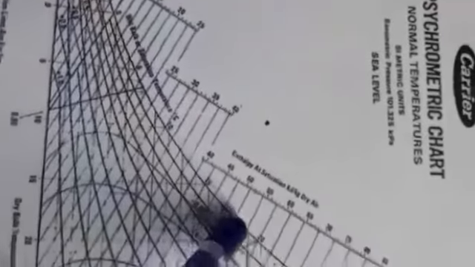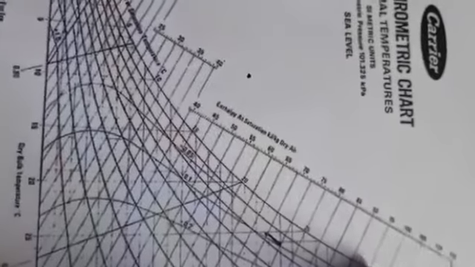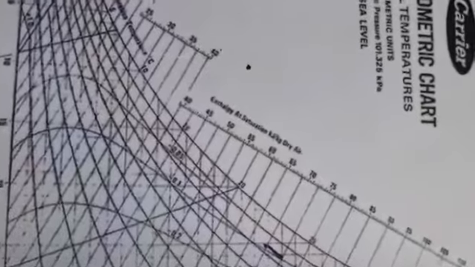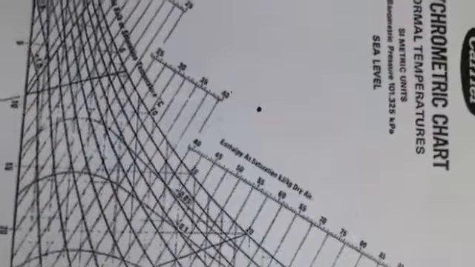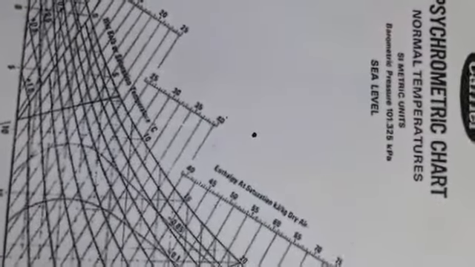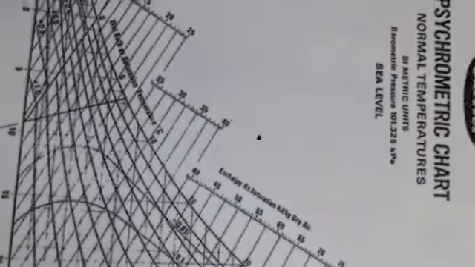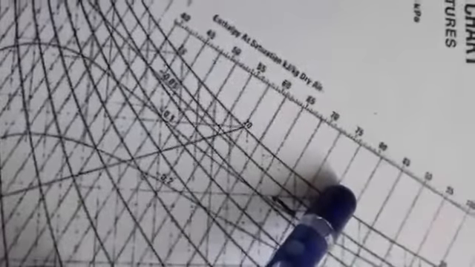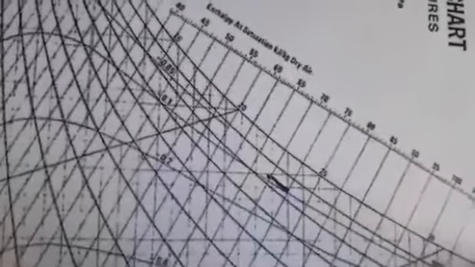Okay. Now there is a curved line you can see here. This is a curved line which is the saturated condition. Okay, and the wet bulb values are given there. You can see here, these are the wet bulb values, 20, 25, like that.